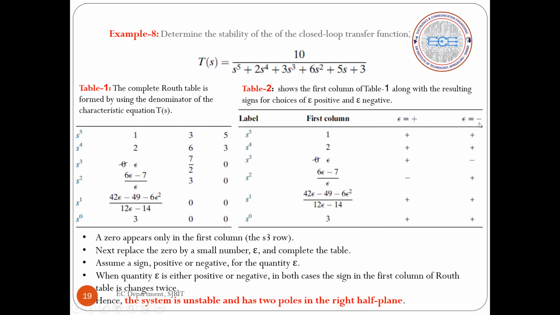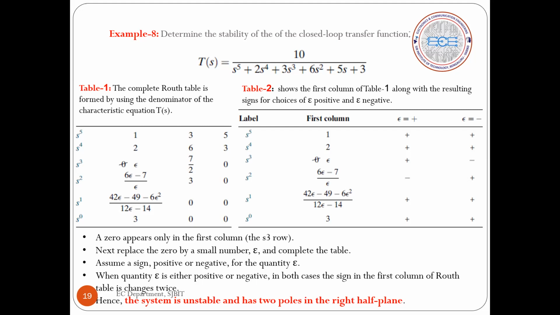Similarly, you can consider epsilon to be a very small negative number. If you do that, you will have a minus here, and the rest of the two terms will become positive. You can see there are two sign changes happening, so the system is unstable. So what is the conclusion we have to draw out of this table? The sign change in the first column elements is very important to comment on stability. While replacing a 0 by a very small value epsilon, you can assume epsilon to be a very small positive value, or a very small negative value.